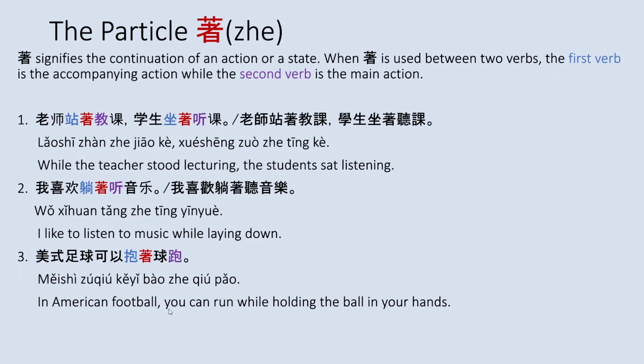In American football, you can run while holding the ball in your hands. In this example, we are emphasizing the action of running, 跑, but we also want to say that while you are running in American football, you can also 抱着球, you can also hold the ball. However, we're emphasizing the running in this example.